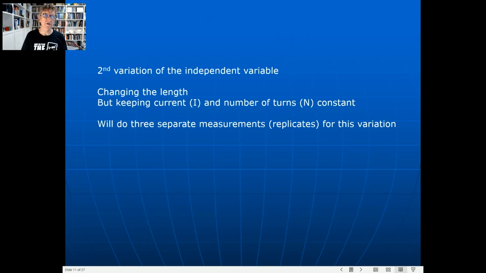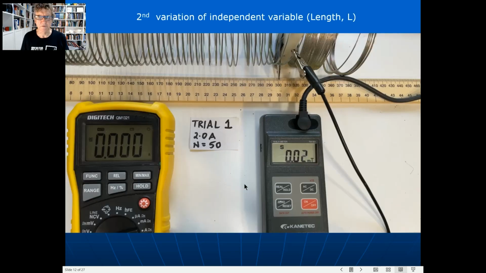we're going to have a look at a second variation. Okay, so we've done the first variation, that was at 20 centimeters. Now you're going to do a second one, so I'm going to change the length, but I'm keeping the current constant, the number of turns constant, and I'll do 3 replicates. Now I'm not going to tell you the length, but you'll have a look and you can see it by the pointer. There's the pointer there, and you can see it. So this is trial 1.